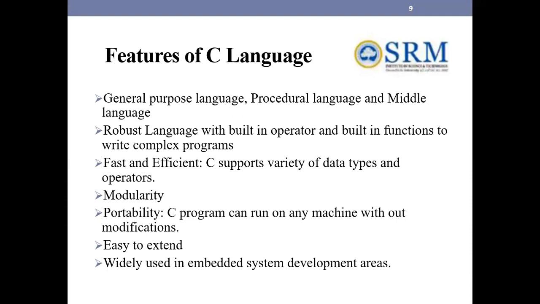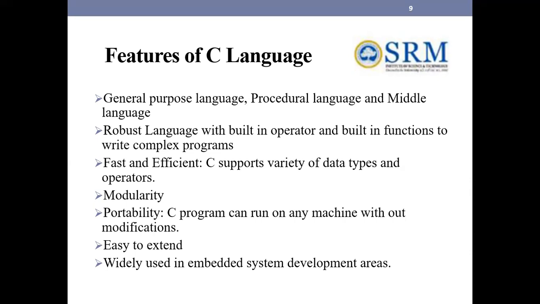And what are the features of C language? It's a general purpose language, procedural language, and middle level language. It can be used for developing high level language, middle level language, and low level language. So it's a general purpose language. It's a robust language with built-in operators and built-in functions to write complex programs. In C language, we have built-in library functions that have predefined functions. In our program, if we want to include some built-in functions, we can include them as a header file and use them. It is very fast and efficient.